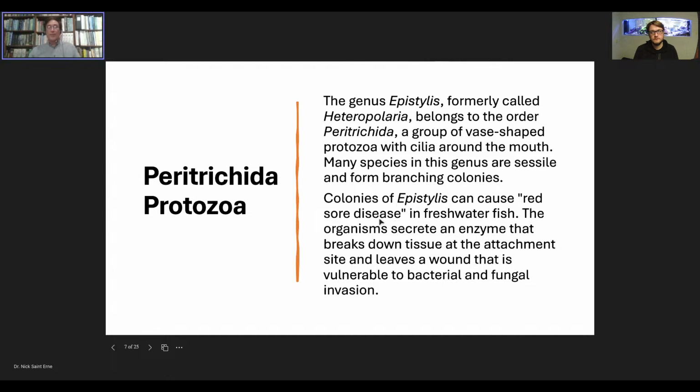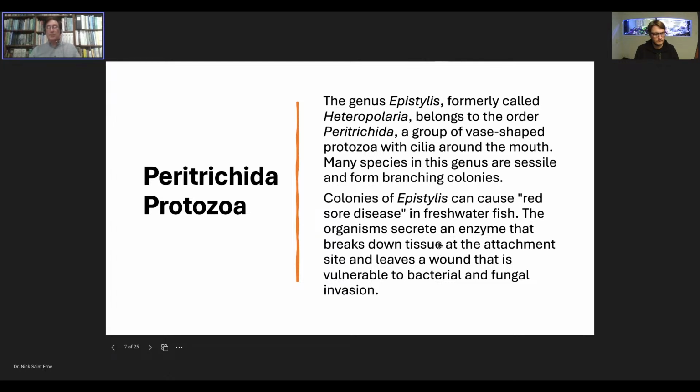Now, that substrate that they attach to can be a fish. It can be a frog. I've seen them on turtles. So any aquatic animal that it can attach to. Now, where it attaches to the fish will cause a lesion, which here is called red sore disease. And that red sore is a skin lesion, and it's probably getting infected by bacteria.